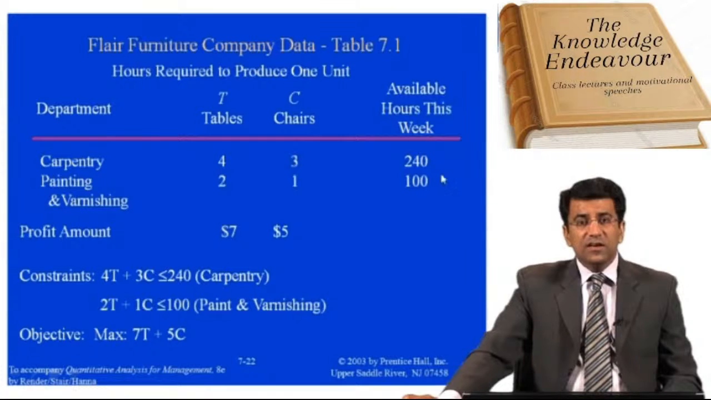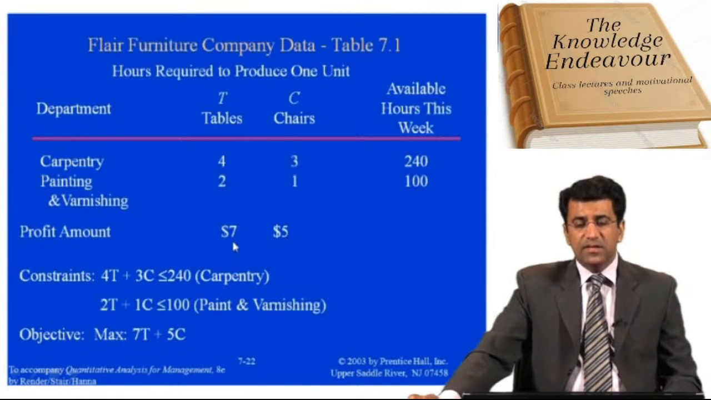So these are the total time available in hours for these particular departments, that is carpentry department and painting department. It means that carpentry department cannot work beyond 240 hours. So that is the constraint. Similarly, painting department cannot work beyond 100 hours. Again, if you produce 1 unit of table, you will get the profit of $7. If you produce 1 unit of chair, we will get the profit of $5.